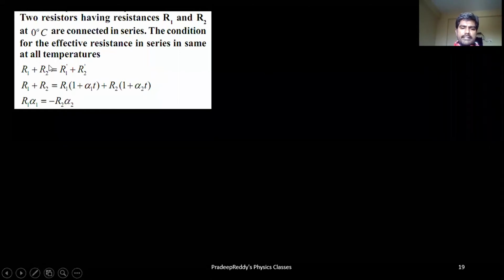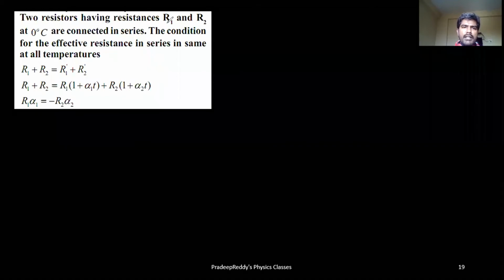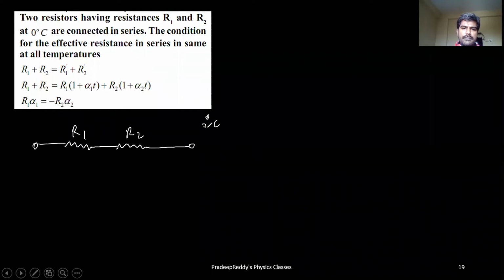Students, we have two resistors. One has resistance R1 and the other has resistance R2 at 0 degrees Celsius. They are connected in series, like you have one resistor here and another resistor here. This has resistance R1 and this has resistance R2, and it is at a temperature of 0 degrees Celsius.